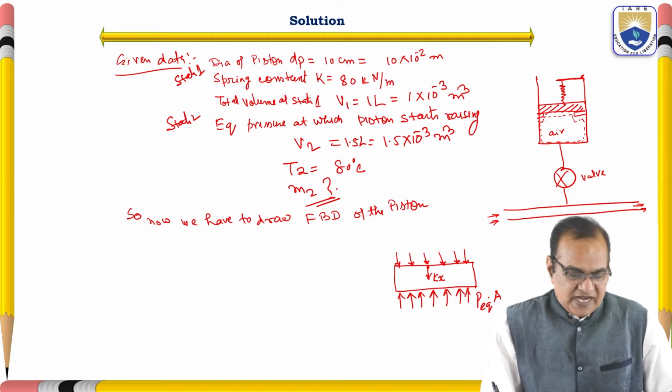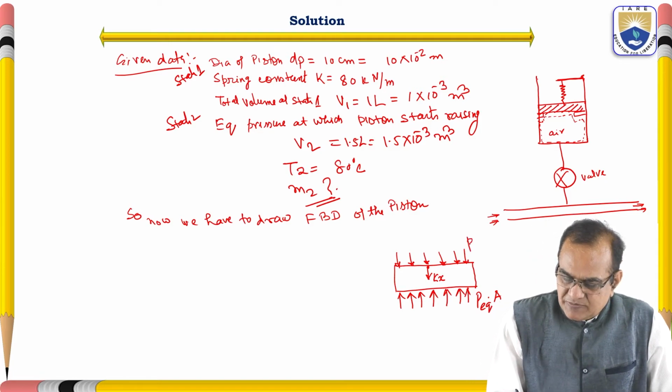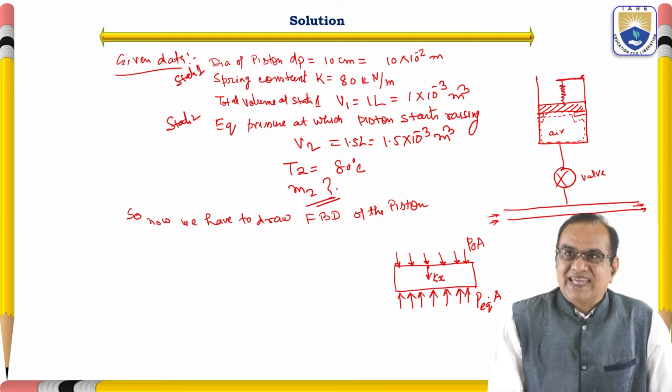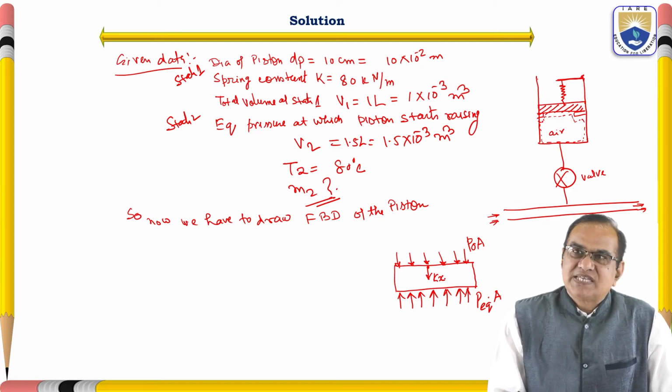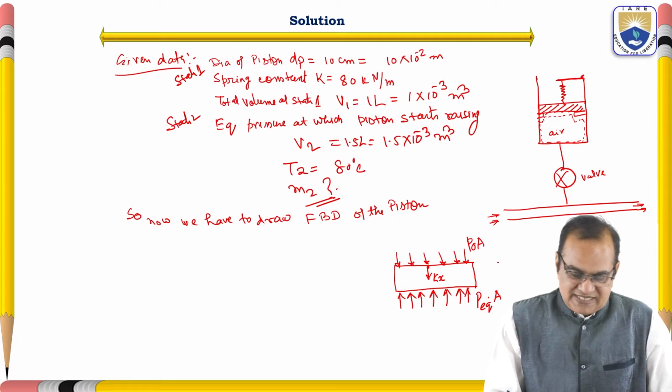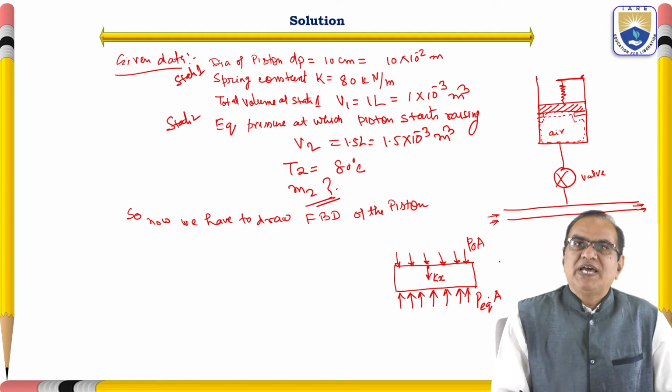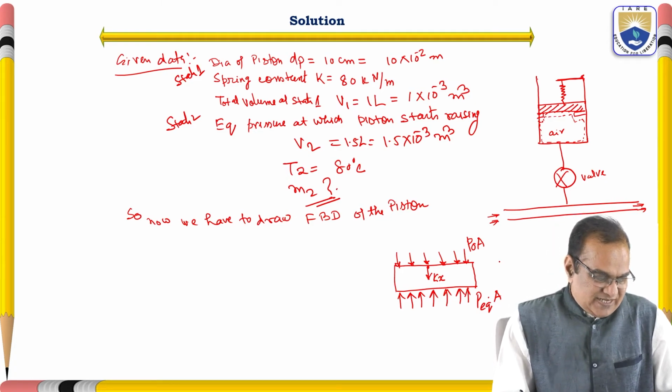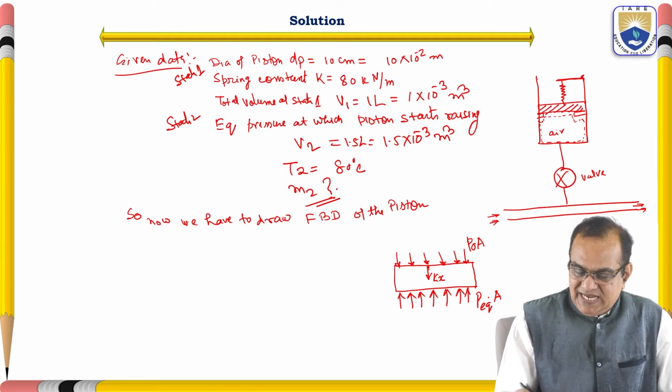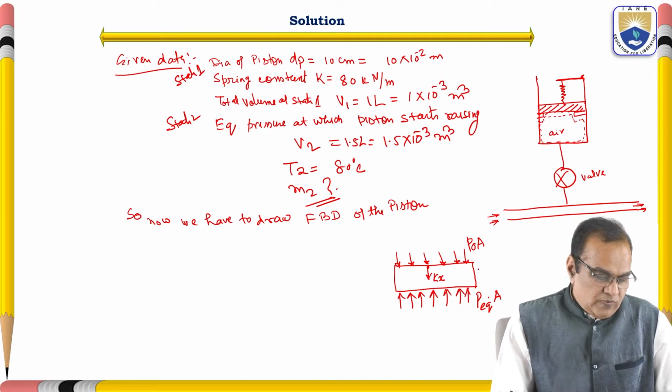Here is the atmospheric pressure P naught A, here is P equilibrium A, and here is the Kx. Here we can neglect the mass of the piston, because we will take the difference, and in that difference it will be neglected. So here we can see that the piston has a tendency to go up, and the spring will give the downward force.